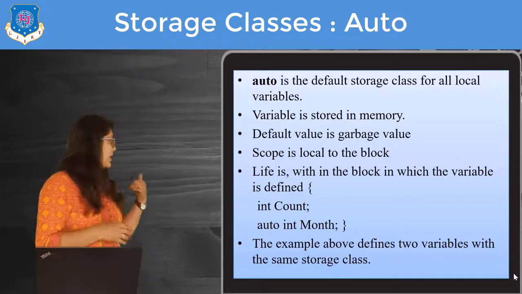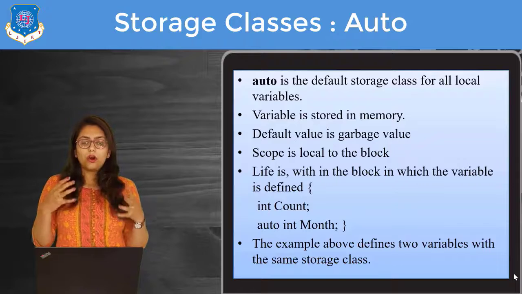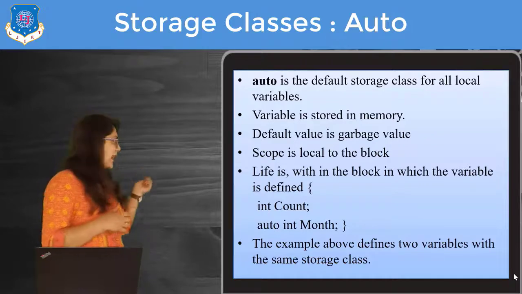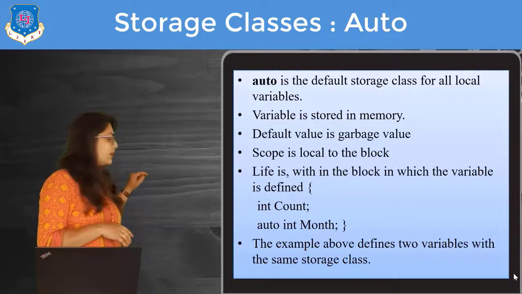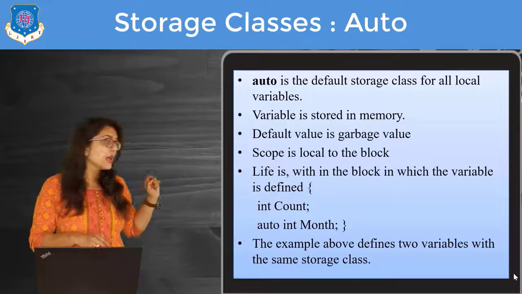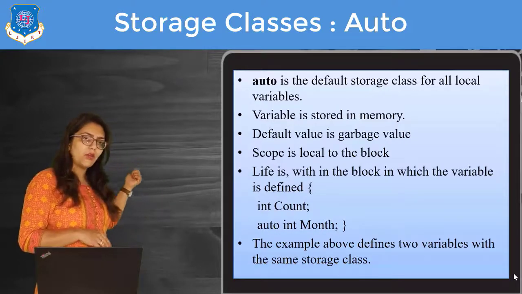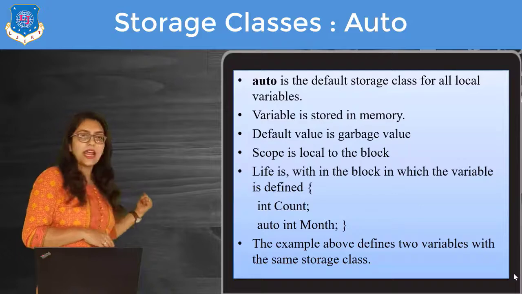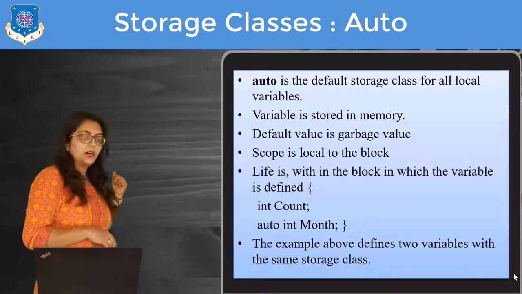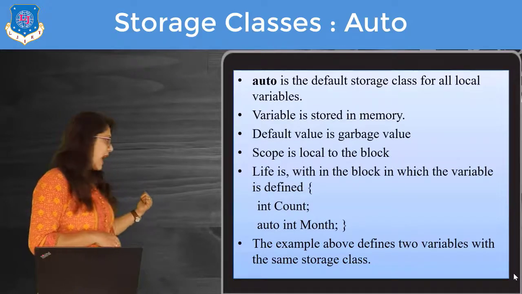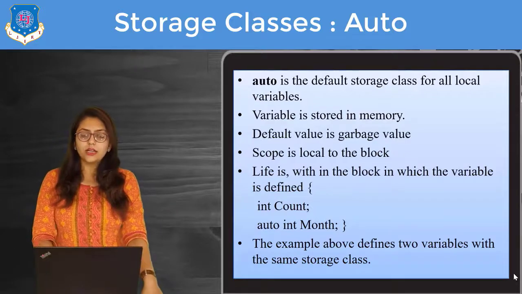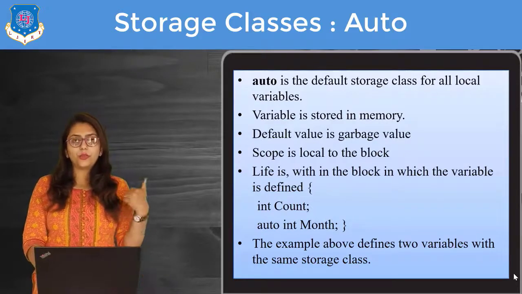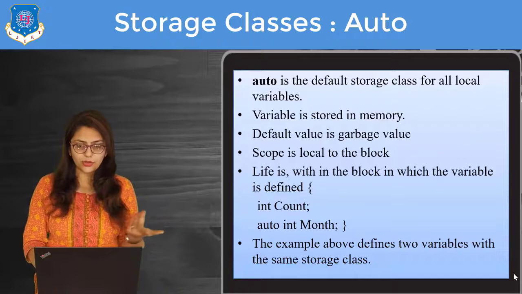So here I have declared int count and auto int month. Both have the same storage class, because by default int count has the auto storage class, and here I have manually declared that the month variable has the auto storage class, right? So the example above defines the 2 variables with the same storage class.